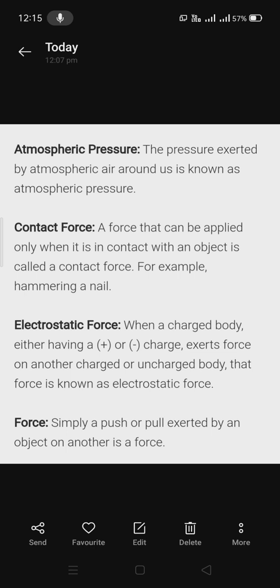Contact force. A force that can be applied only when it is in contact with an object is called contact force. For example, hammering a nail. Electrostatic force. When a charged body, either having a positive or negative charge, exerts force on another charged or uncharged body, that force is known as electrostatic force. Force definition is simply a push or pull exerted by an object on another.